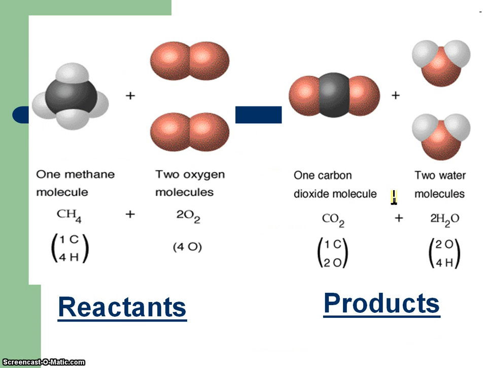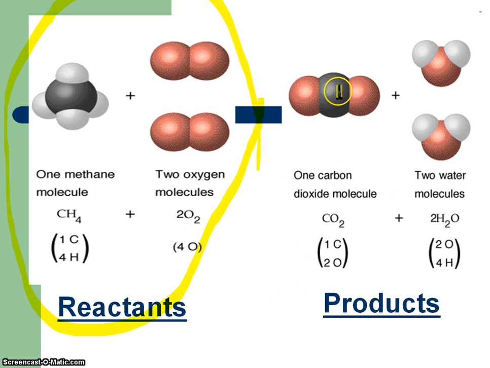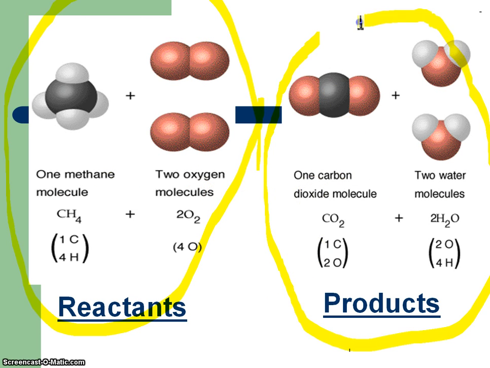And then in every chemical reaction you have reactants and products. Reactants is what goes in. Over here, the methane and oxygen. And the products are what comes out. Over here, the carbon dioxide and the water.